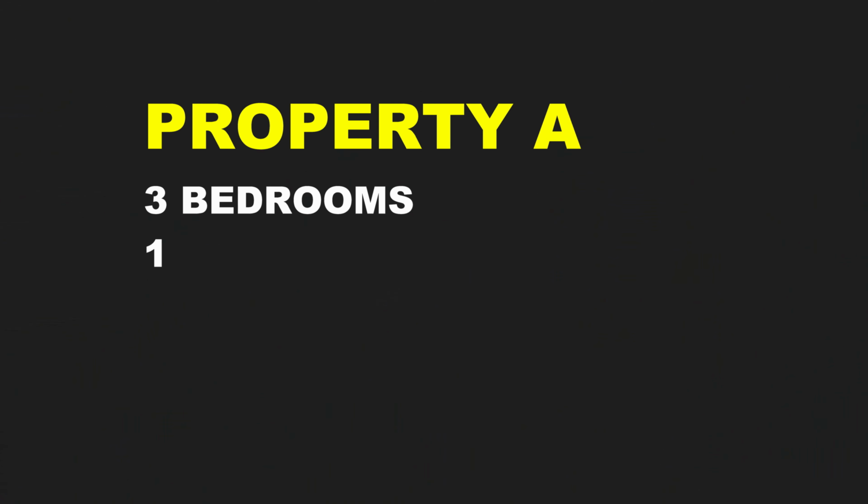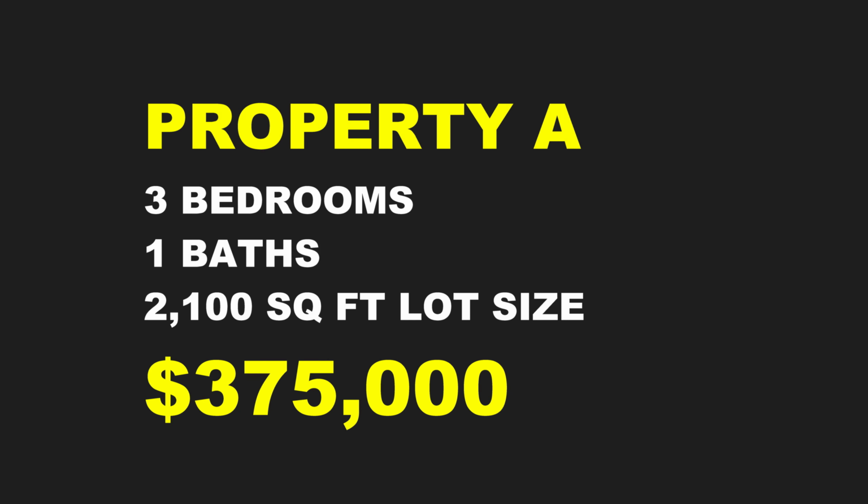But sometimes you may be trying to calculate that and you look in your neighborhood and you don't see apples to apples, right? Excuse me. You got apples and oranges. They're both fruits, so both houses, but subject property A has 3 bedrooms, 1 bath, 2,100 square feet. It goes for 375 grand.